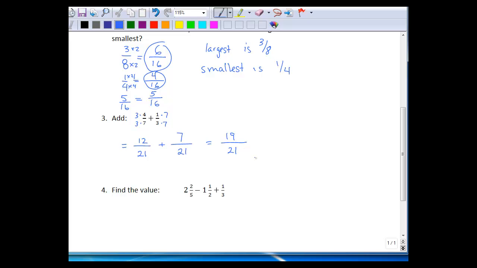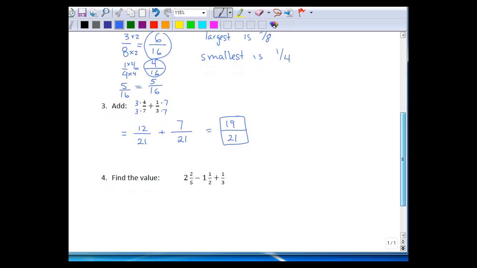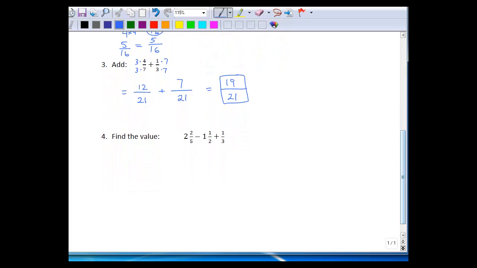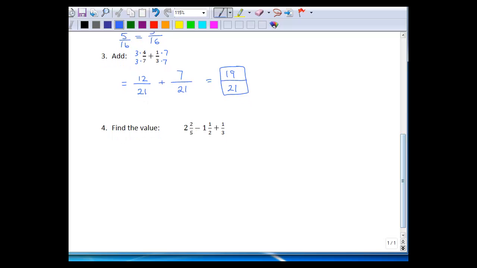Now, typically what you would do is look to see if you can simplify that. Is there any number that will divide into both 19 and 21? And since there's not, we'll just stop there and say that 4/7 plus 1/3 is 19/21. The last one here involves mixed numbers. There are different ways to add and subtract mixed numbers. The method I'm going to show you here is to convert everything to an improper fraction first.